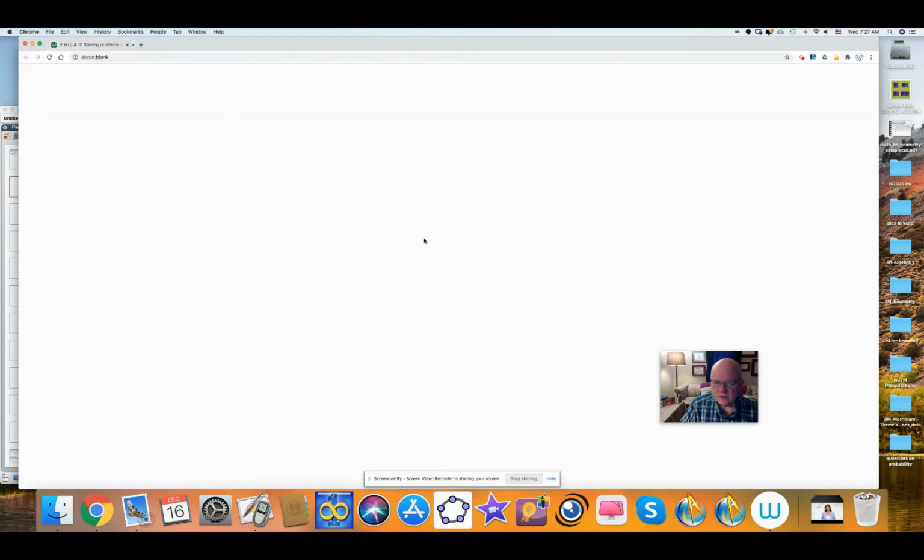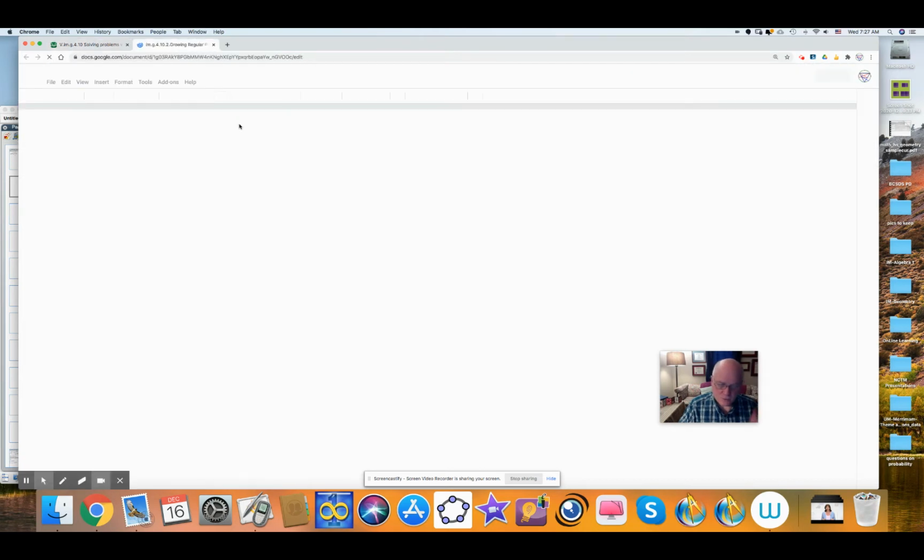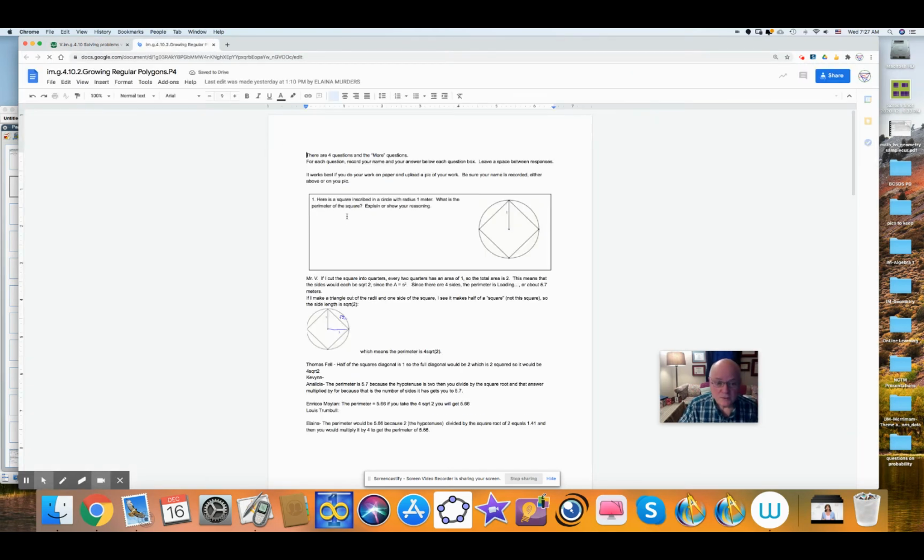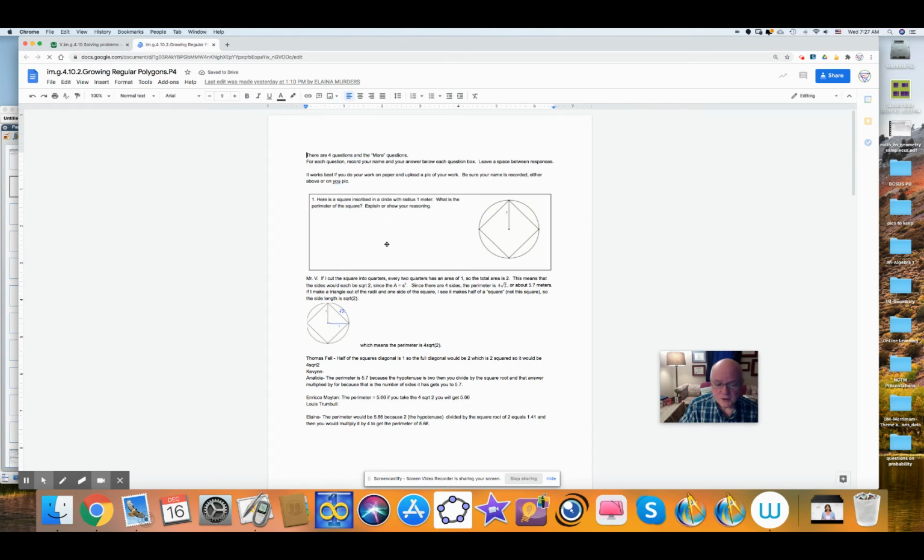This next activity was done on a Word document, and there were 4 questions. And I'd like to look at maybe 1 or 2 of them. If you look at my responses here, I said, if I cut the square into quarters, I can replace them and make 2 squares. Each of the squares, like this would be one square, and then I make another one just like it with 2 of the halves.